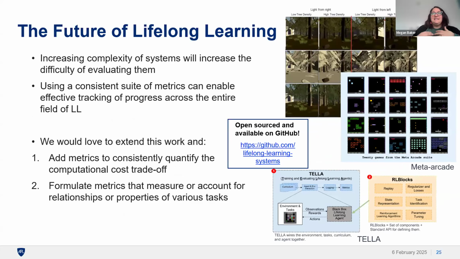And I think that was a really good outcome of what we did. As the systems to solve today's problems get more and more complicated, that's only going to increase the difficulty of evaluating them. By using a consistent suite of metrics, we can really enable tracking of progress in a field where baselines are hard to come by, since task sequences are already hard enough. We'd love to extend this work, and we'd love to work with you to do that.